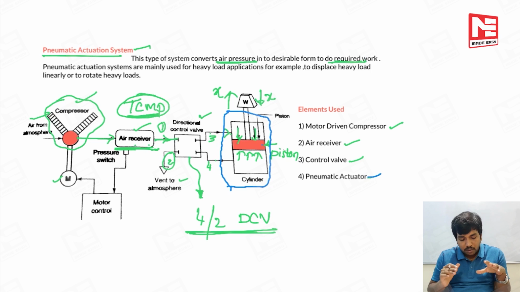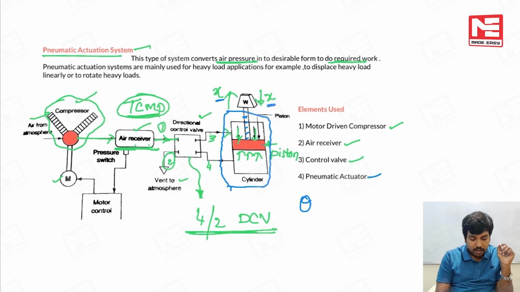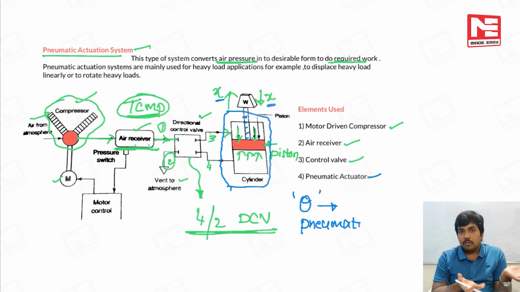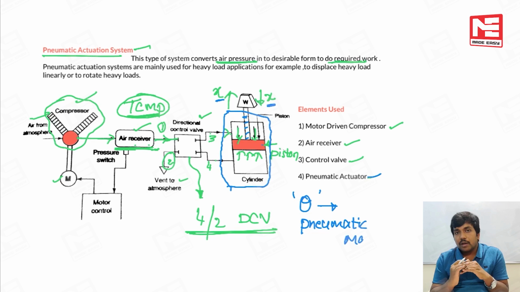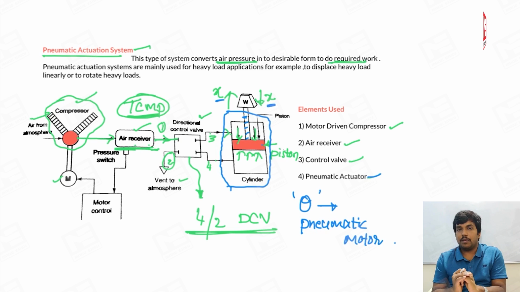Clear? So this is all about the pneumatic actuation system. I hope you understood. Let us go to the third one, in fact the last one, that is the electrical actuation system. Now let me start from the basics again. By this time you should understand one thing: in every actuation system, we are taking the help of some form of energy and we are able to produce either linear displacement or angular displacement.